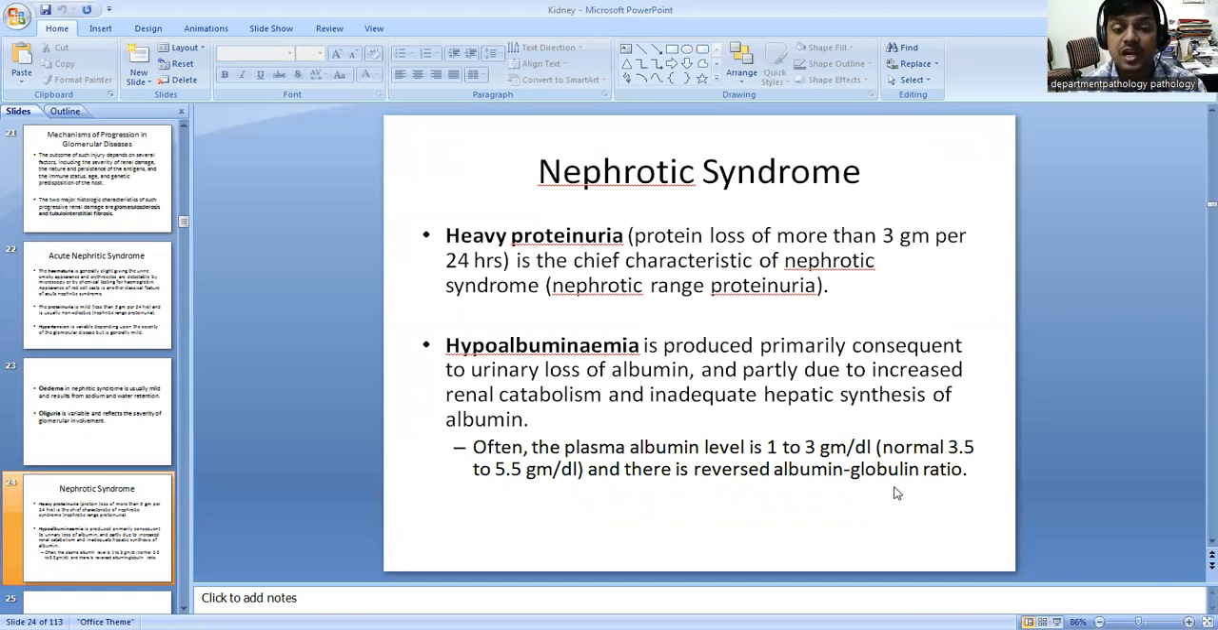Hypoalbuminemia is primarily consequent to urinary loss of albumin and partly due to increased renal metabolism and inadequate hepatic synthesis of albumin. Often the plasma albumin level is 1 to 3 grams per deciliter. Normal is 3.5 to 5.5 gram per deciliter, and there is a reversed albumin globulin ratio.